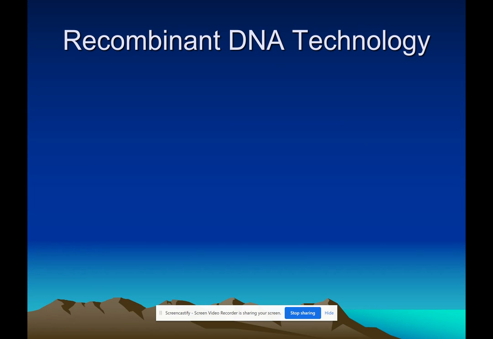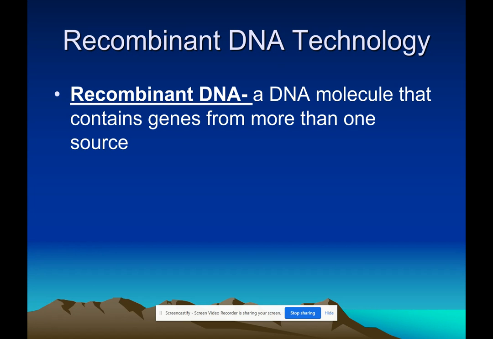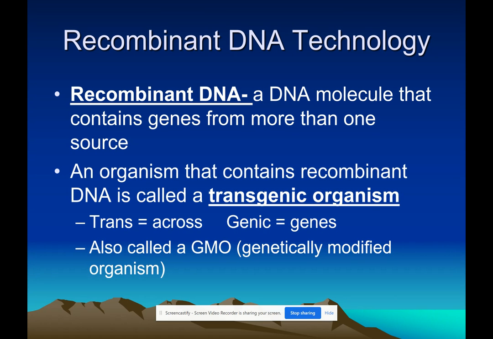So, just to introduce these to you, recombinant DNA technology is where we recombine DNA. Recombinant DNA is a DNA molecule that has genes from more than one source. It has its own DNA plus DNA from another creature added to it. An organism that has its own DNA plus DNA from another creature added to it is called a transgenic organism. More so in our society, though, we hear them called GMOs, genetically modified organisms.